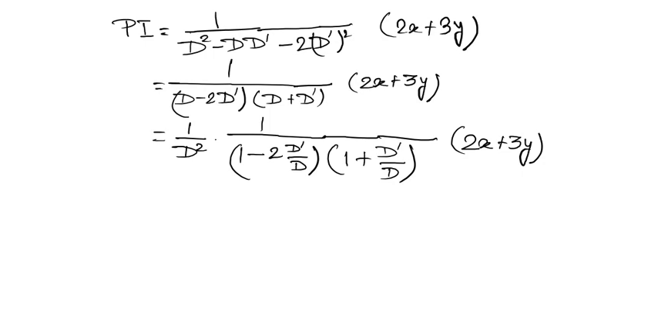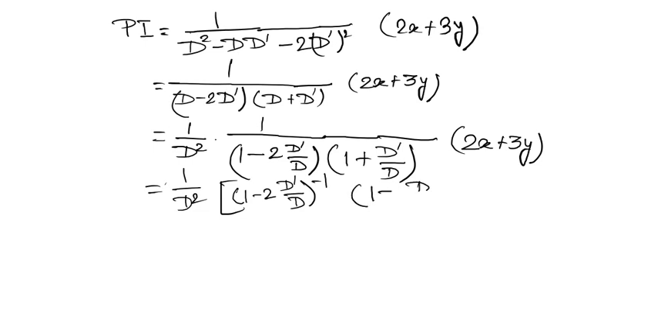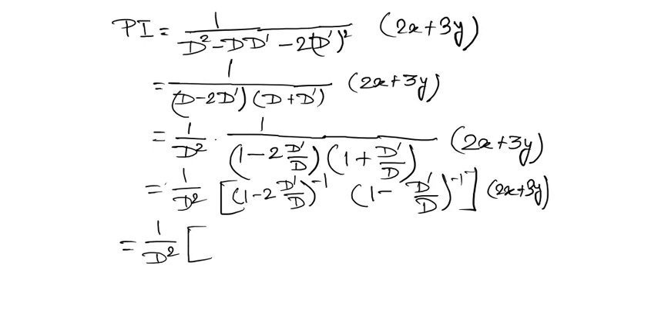Okay, so in the next step, 1 by D square will be 1 minus 2 into D dash by D whole to the power minus 1, 1 minus D dash by D whole to the power minus 1, that of 2x plus 3y. Now I have to expand this binomial expansion, so 1 plus 2 into D dash by D.